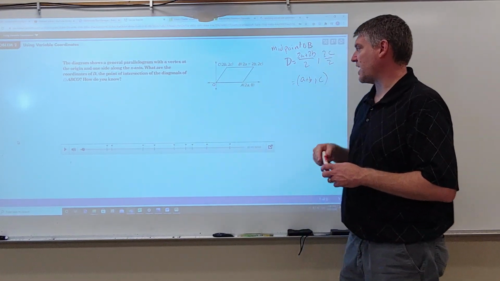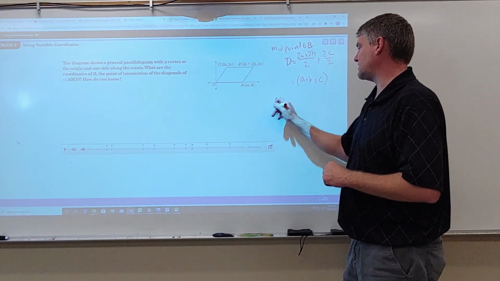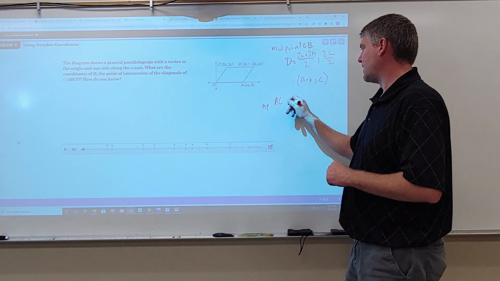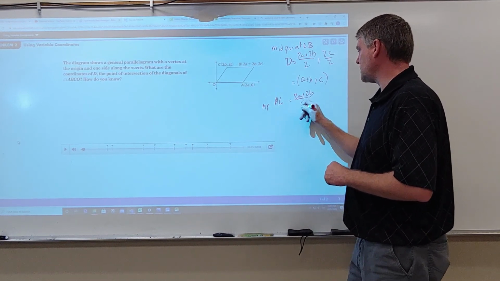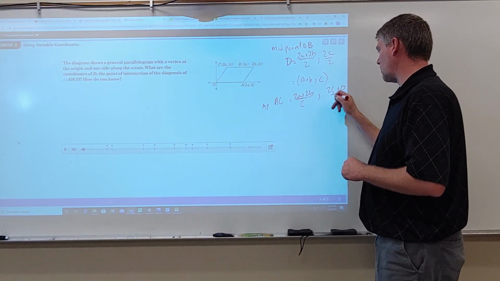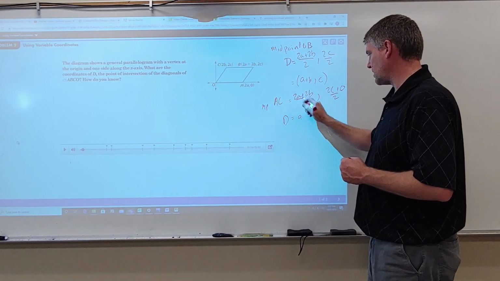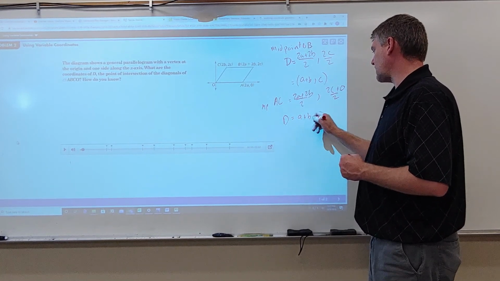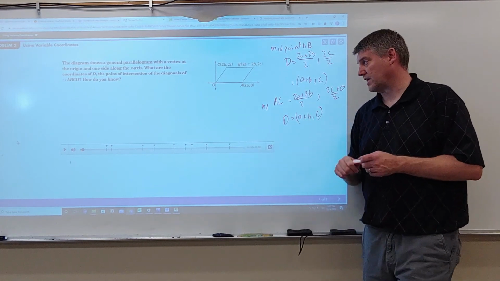I could have used AC and done the same thing. So let's find AC, let's find the midpoint. So that's going to be (2A plus 2B) over 2, comma (2C plus 0) over 2. Once again, it's going to be A plus B, comma C, my coordinate for D.